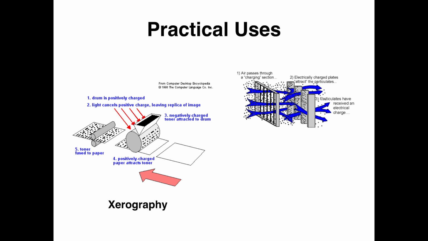Another way that static electricity is used is in air cleaners, where you pass air through a charging section. That is, the air in there is charged, and then it passes through electrically charged plates, and the particulates, which are now charged, will stick to those plates. And then you wash the plates off and you've cleaned the air in the process.